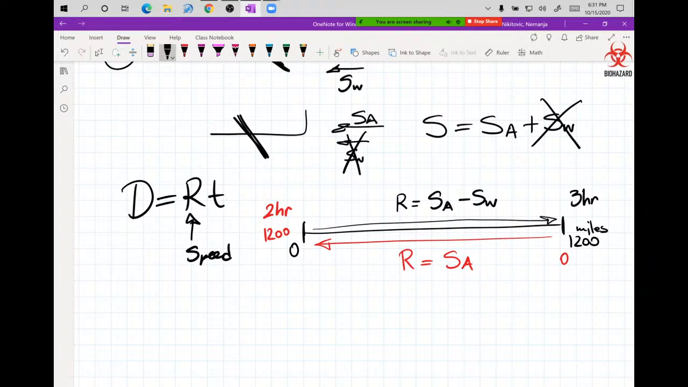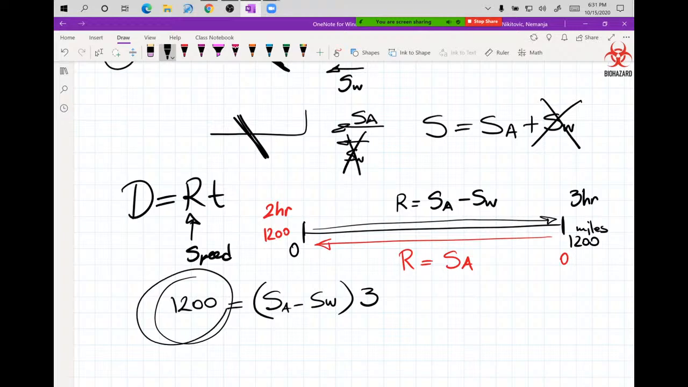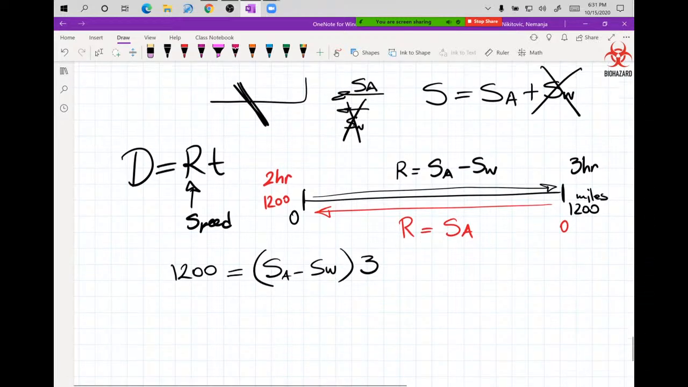Now, what are my equations? Well, the top equation is the 1200 mile trip is SA minus SW covered in 3 hours. This is the distance D, this is the rate R, and this is the time T. D equals RT. So your rate, your speed, is going to be the speed of the airplane minus the wind, because the wind is not helping.